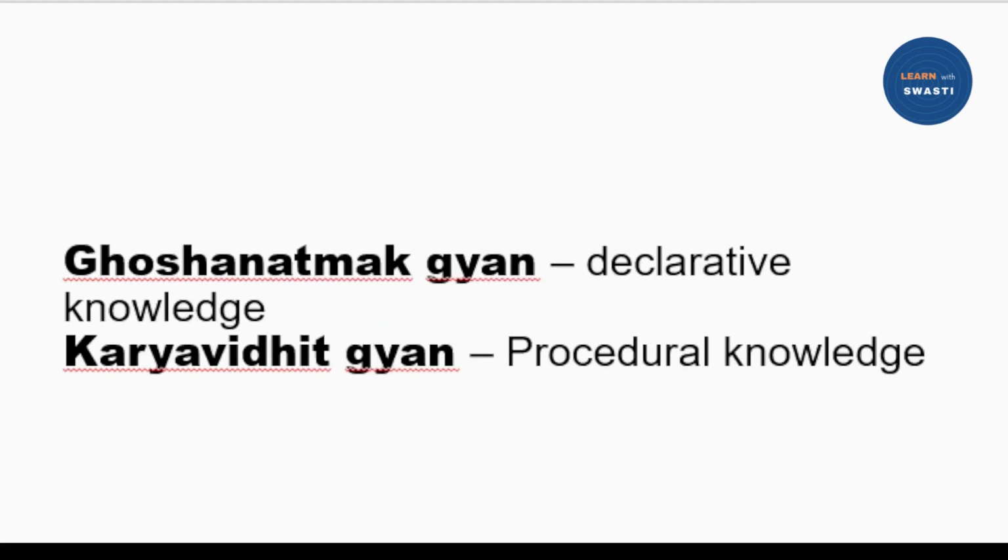Declarative knowledge and procedural knowledge. So declarative knowledge is the knowledge that we have of facts. That is called Ghoshnatmak Gyan. And Karya Vidhit Gyan is procedural knowledge, where you not only have the knowledge, but you can show that you can use it. So that is Karya Vidhit knowledge, Gyan. So questions are asked on this. You should know which one is which.